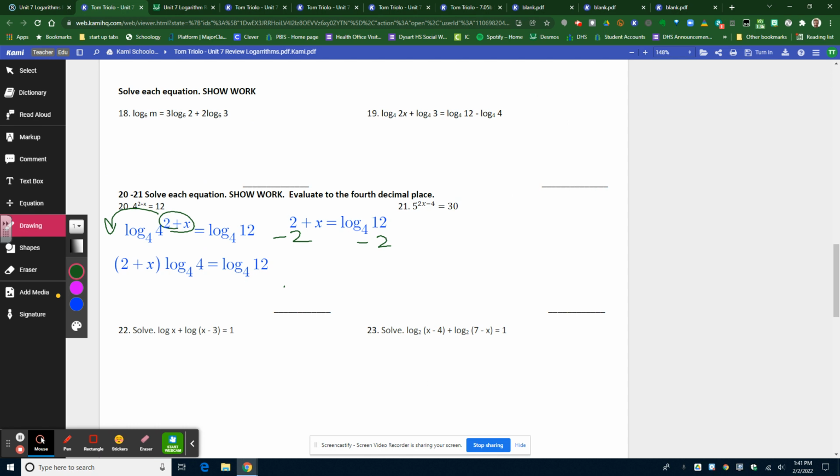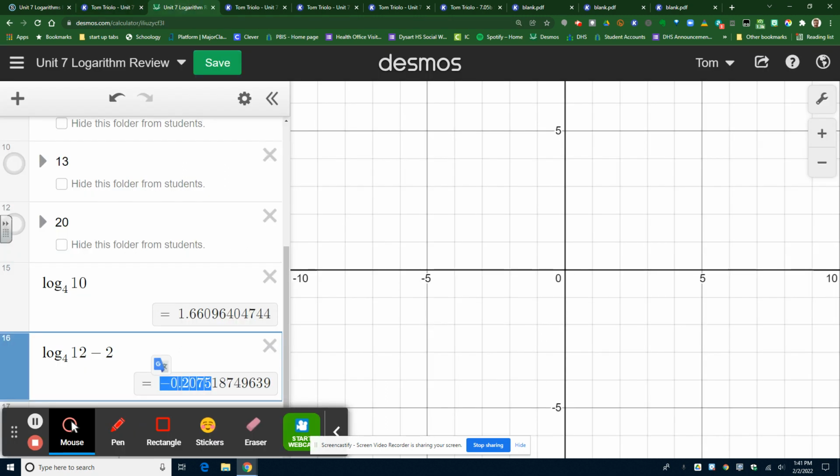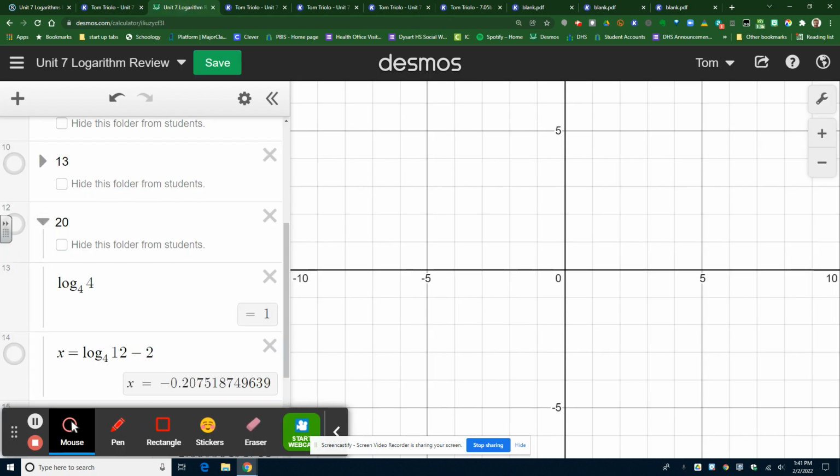So final answer is about negative, and it should be, because I'm taking 2. What's 4 squared? 16, which is bigger than 12. So don't I have to make the exponent a little bit smaller to make it equal to 12? Well, the only way to make it a little smaller is to add a negative number onto it. Okay? So I can check this. So number 20.